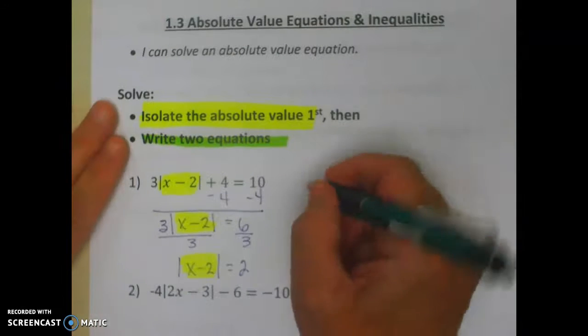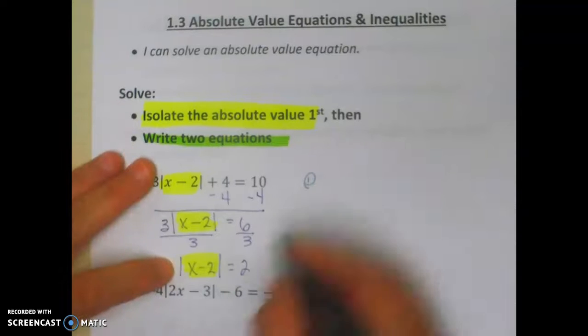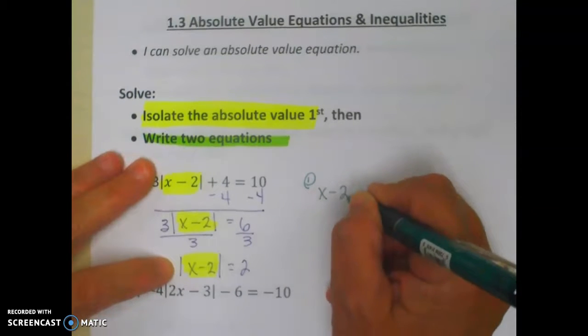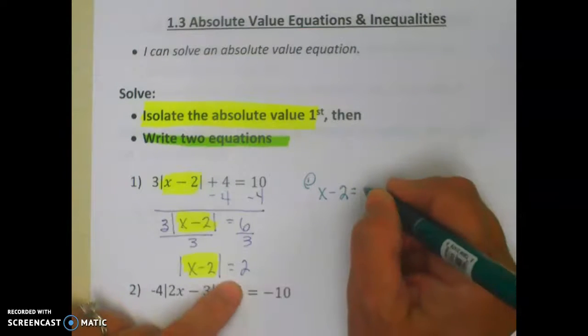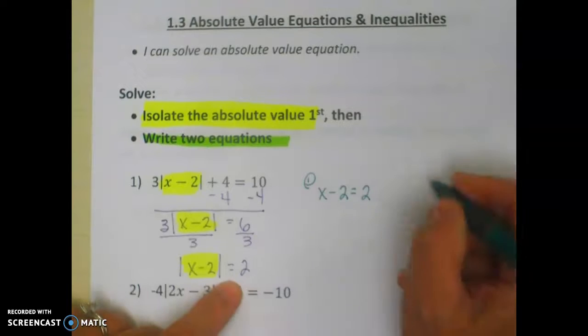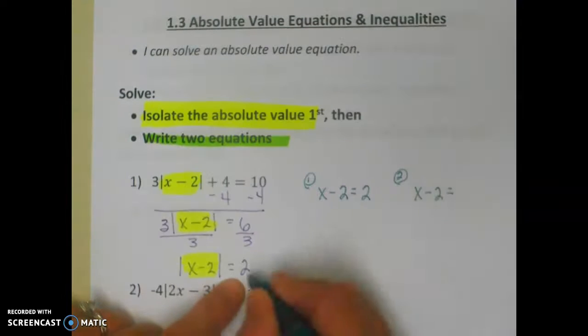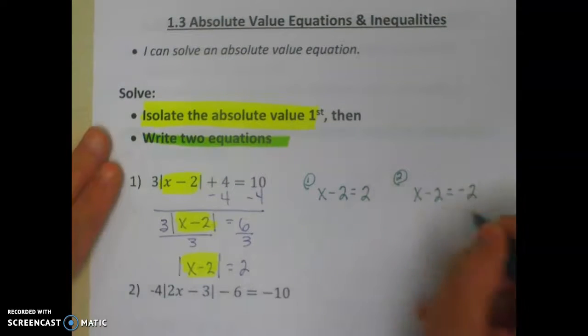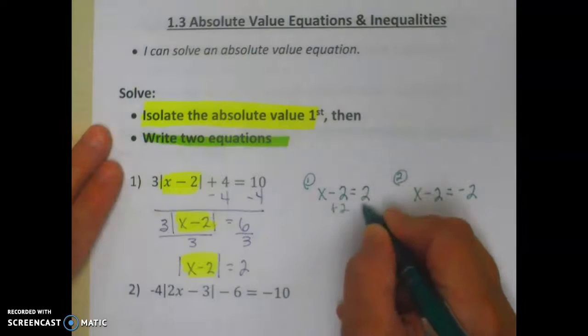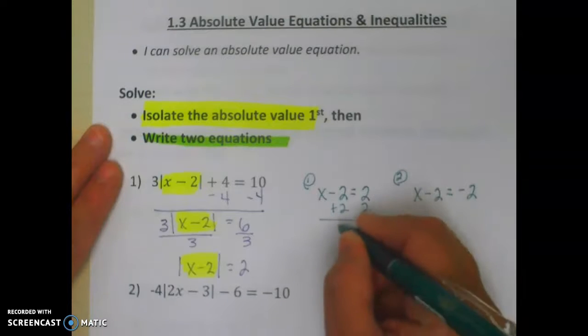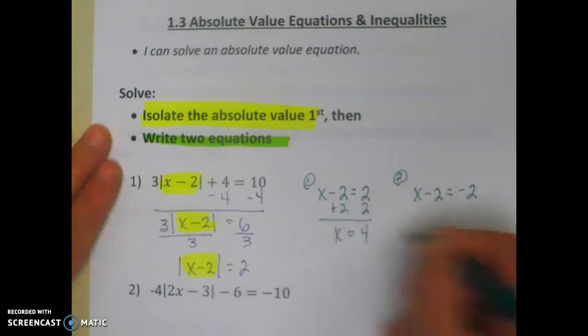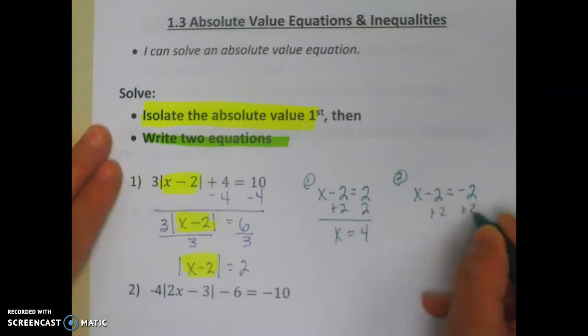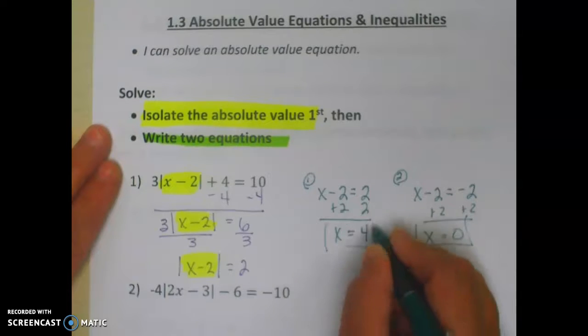The first equation is going to be whatever's inside the absolute value equal to whatever's on the right hand side. The second equation is going to be whatever's inside the absolute value equal to the opposite of what's on the right hand side. So then we solve each of these. I have plus 2, and I have x equals 4. Over here I add 2, and I have x equals 0. And those are both answers that will make the absolute value true.